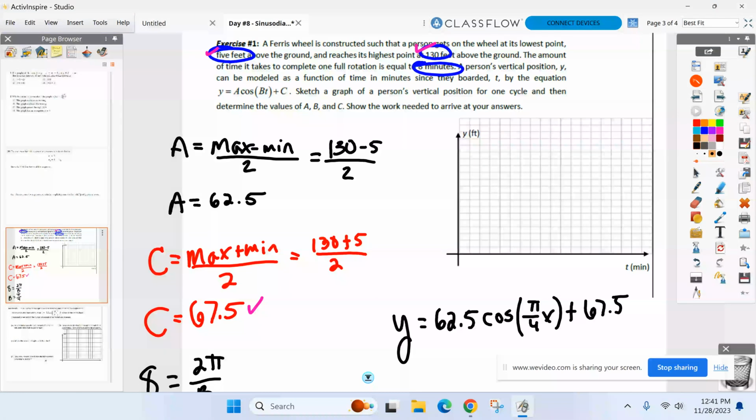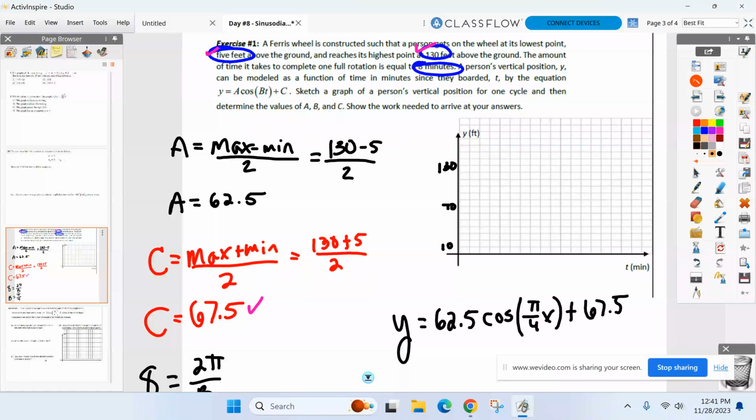Tens? That's what I went by. All right, I'd go by tens. 10, 20, 30, 40, 50, 60, here's 70, 80, 90, 100, 110, 120, 130. Yep, definitely go by tens. And you're ready for the x-axis.